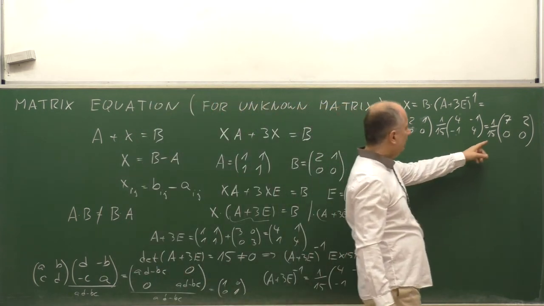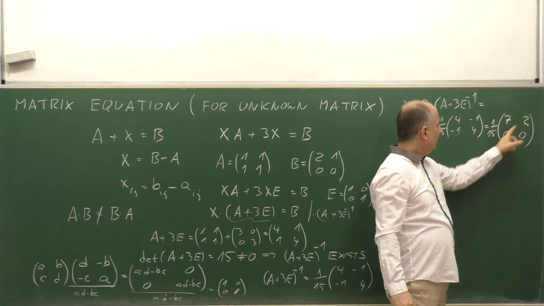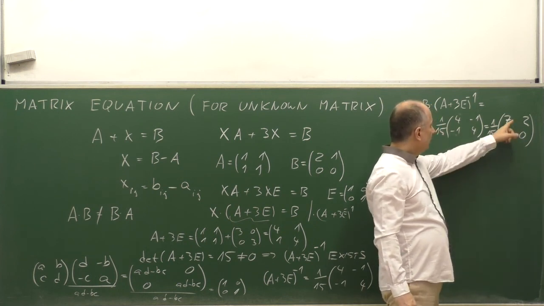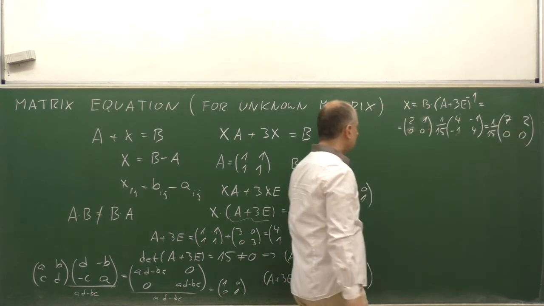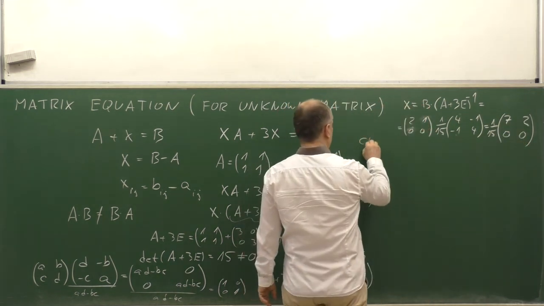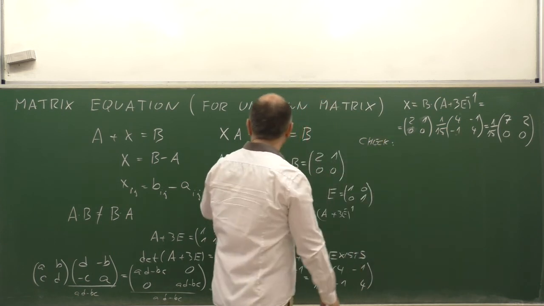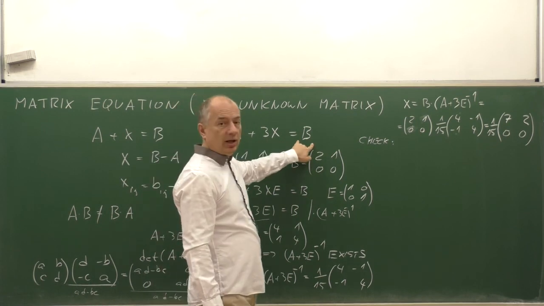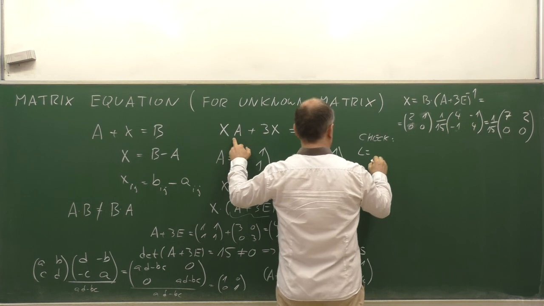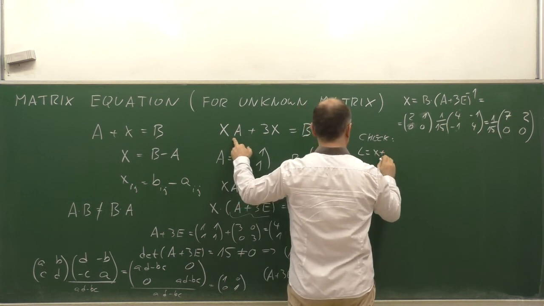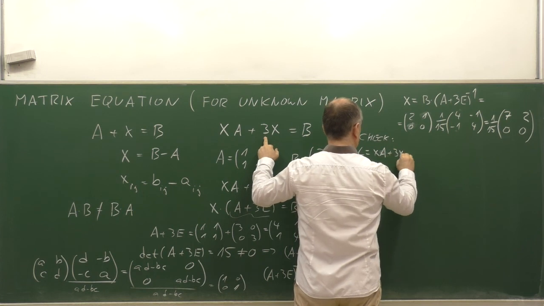If you like, you can multiply each entry by this coefficient, so that you have 7 over 15 and 2 over 15. We can verify this by considering the left-hand side and the right-hand side of the equation. So on the left, we have X times A plus 3X.